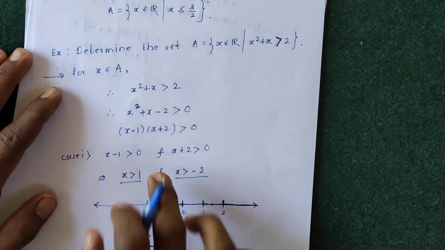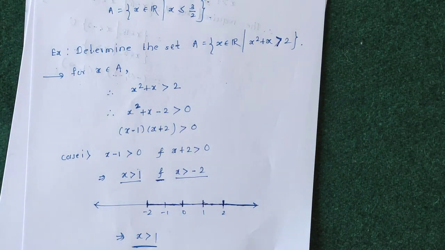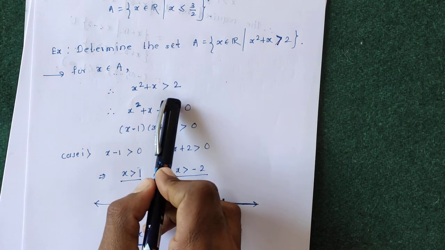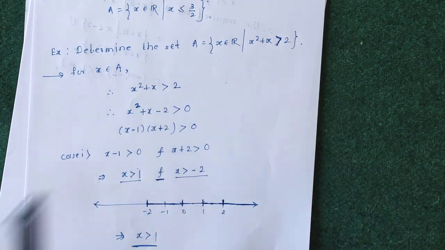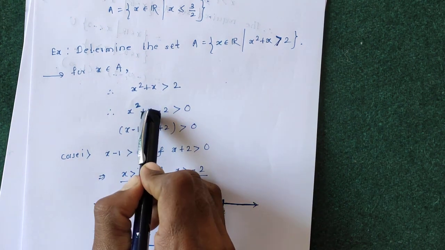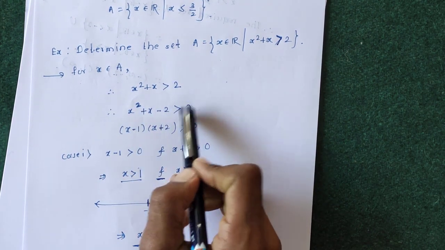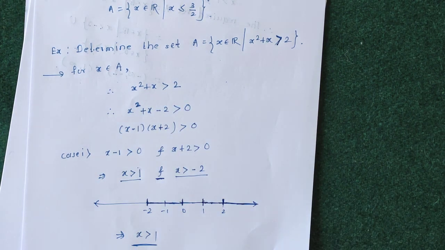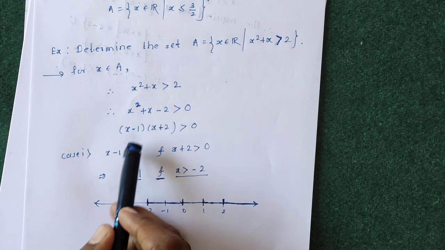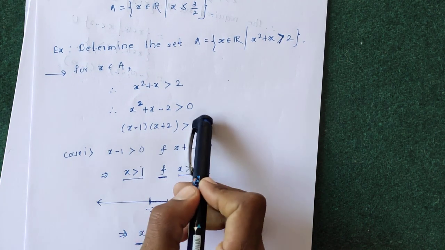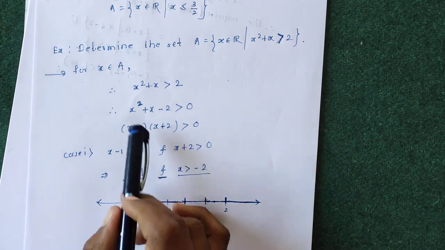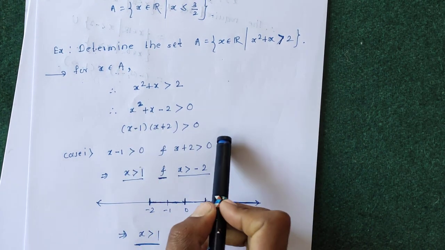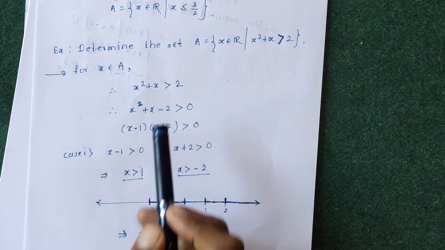In this second example, we have to find all x belongs to R such that x square plus x is greater than 2. Just rearranging, we get x square plus x minus 2 is greater than 0, and factoring this we get x minus 1 into x plus 2 is greater than 0. Now there are two cases for a into b greater than 0. The first case is both the numbers a and b are greater than 0, and in the second case both the numbers are less than 0.